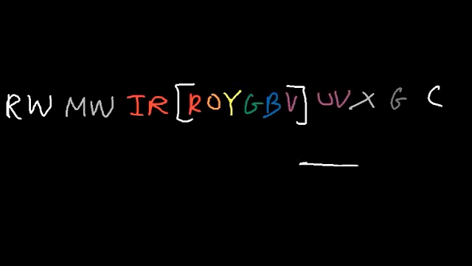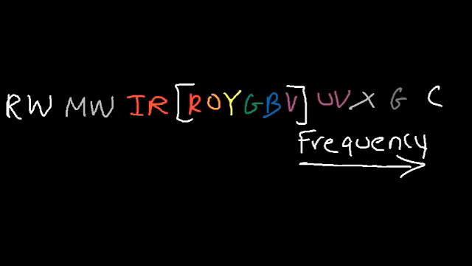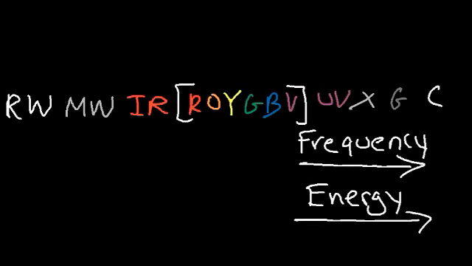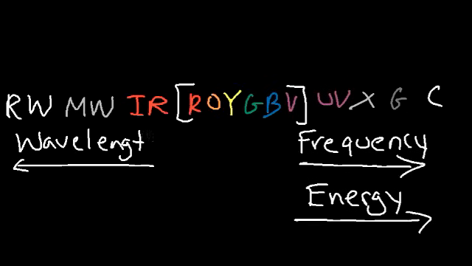So as you go to the right in the electromagnetic spectrum, the frequency increases. So gamma radiation has a higher frequency than X-rays. And also the energy increases. Frequency and energy are directly related. So X-rays have a lot more energy than UV rays. Now on the left, the wavelength increases. Radio waves have the lowest energy, but they have the longest wavelength.